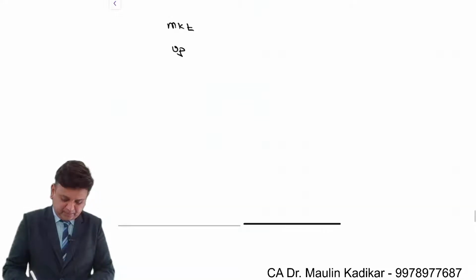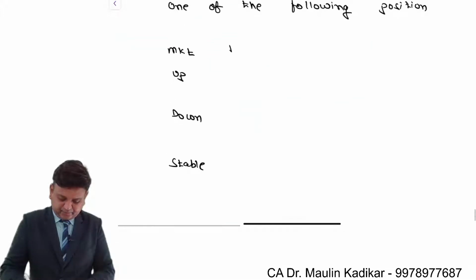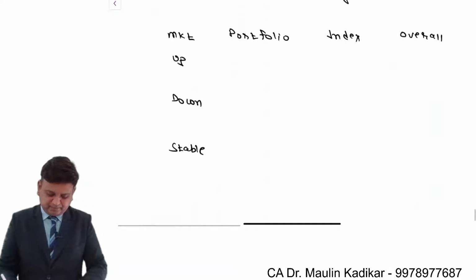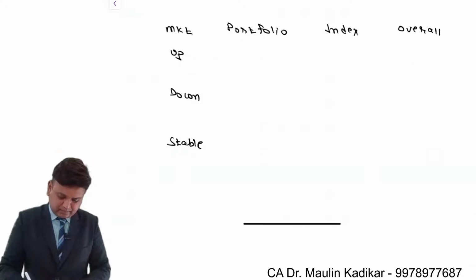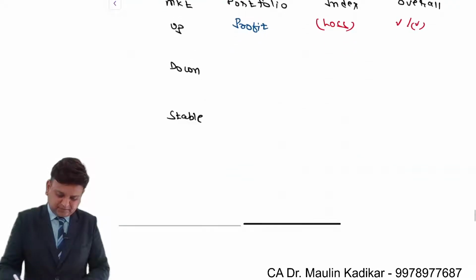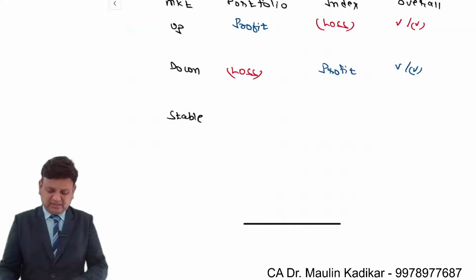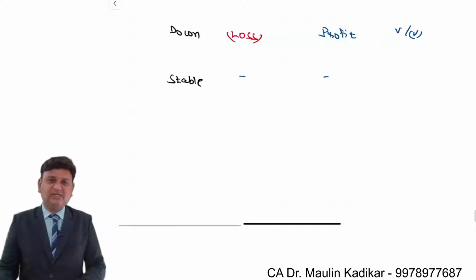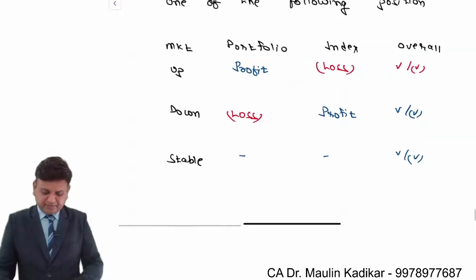Market up, down, stable; portfolio, index, overall. Profit, loss, overall maybe profit or loss; loss, profit, overall maybe profit or loss; marginal, over here not significant profit or loss. This is what we will have.